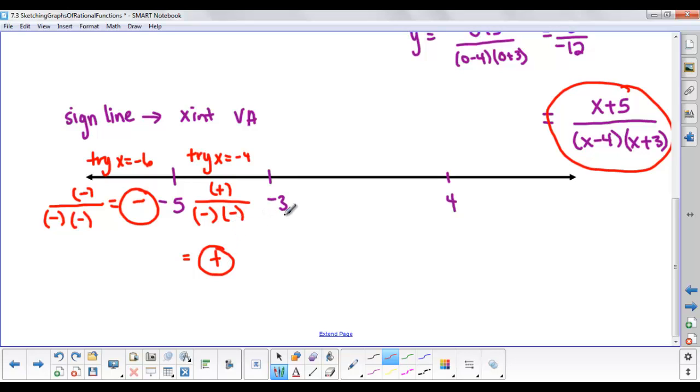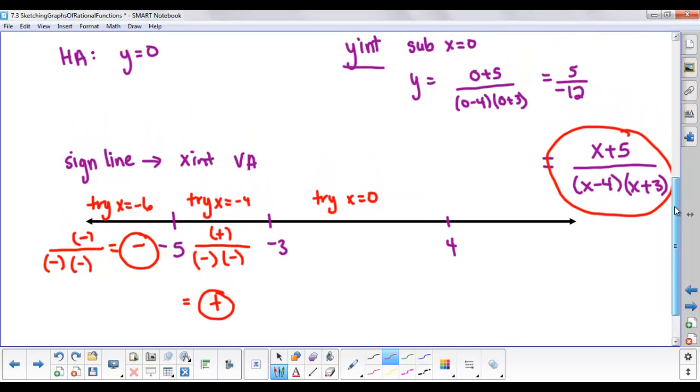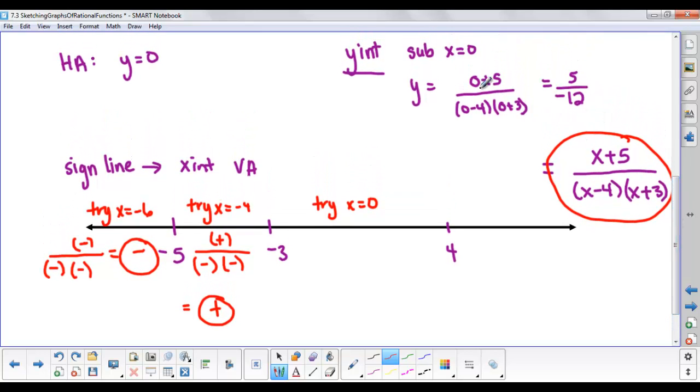Okay, so now we're going to test in between -3 and +4. So my favorite value here to try is x equals 0 because I think that's the easiest. And in fact, we've already done that calculation. If we look at our y-intercept, we've actually subbed in x equals 0, and you can see that as a result, we actually end up with a negative value.